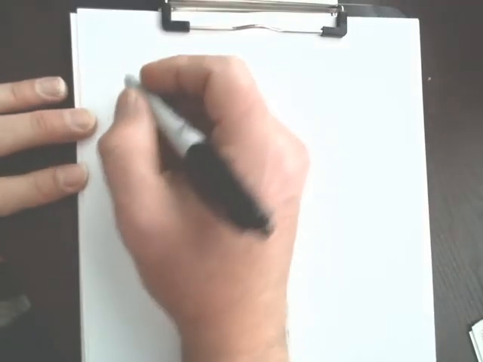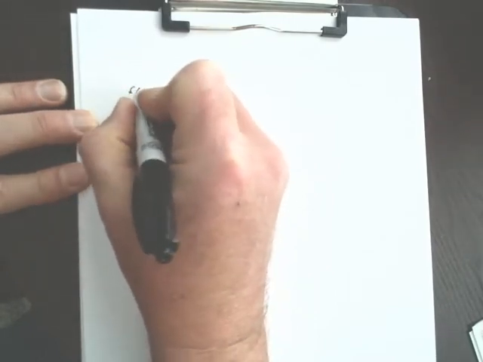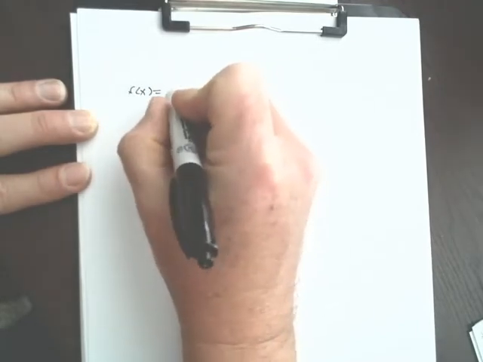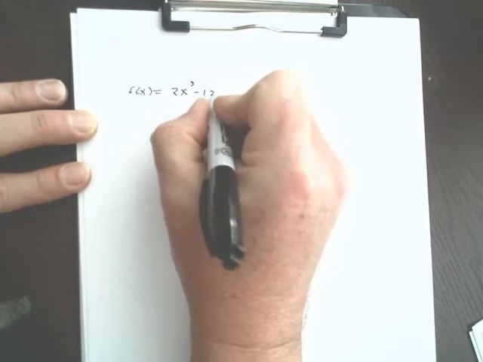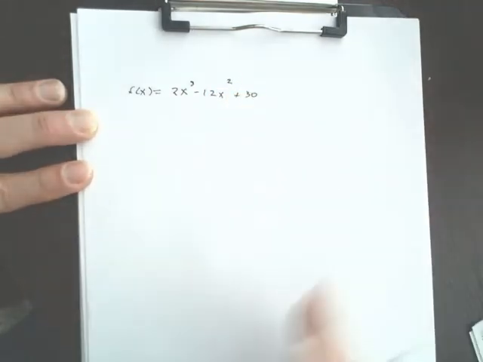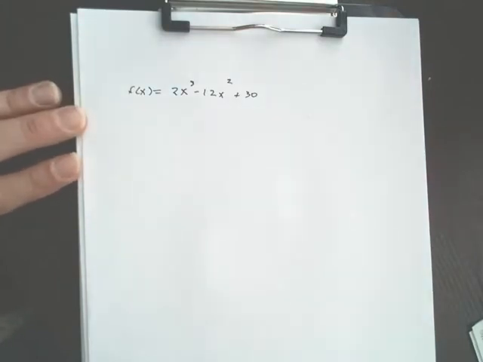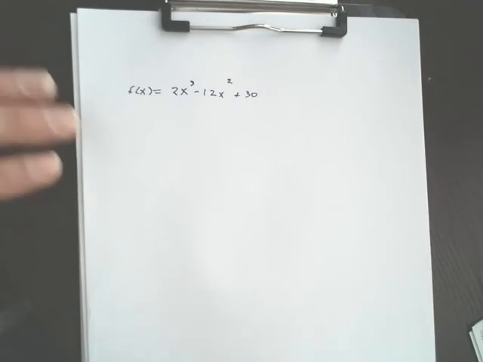Now let's get even more complicated. Let's do f of x equals 2x cubed minus 12x squared plus 30. Let's graph that. Now that looks complicated, but it's just like graphing quadratic functions. There's a step-by-step process, and we evaluate each step for what it's worth.